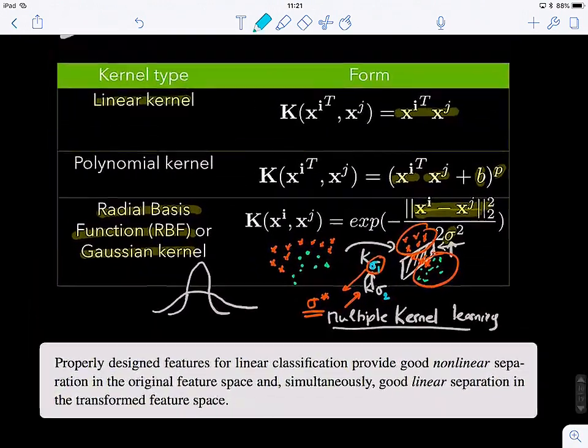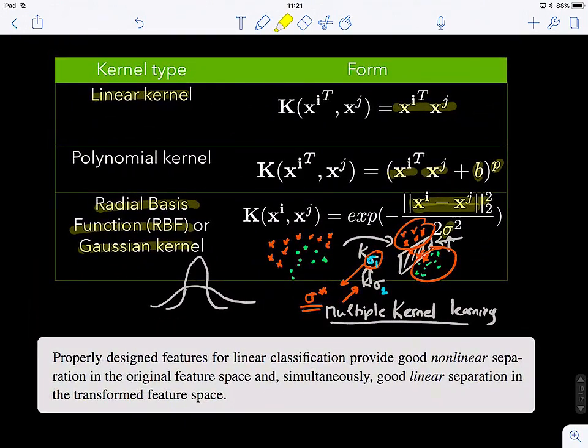So basically we say that properly designed features or transformed features for linear classification provide good nonlinear separation in the original space, but at the same time these also provide good linear separation in the transformed space. So this is the phi function, the mapping function that we're looking for.